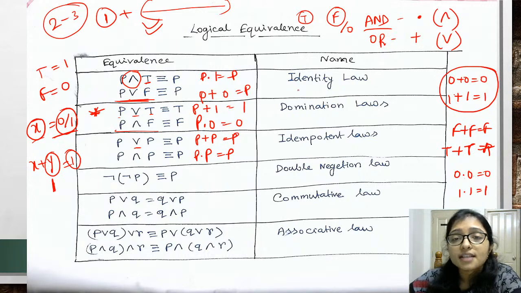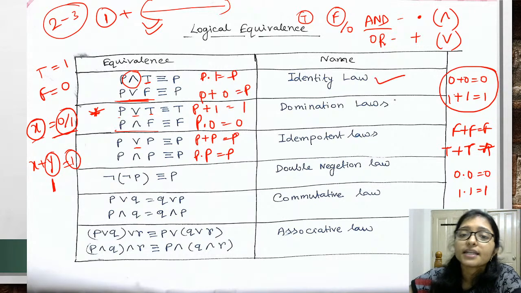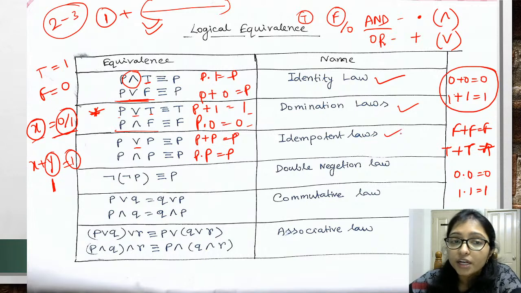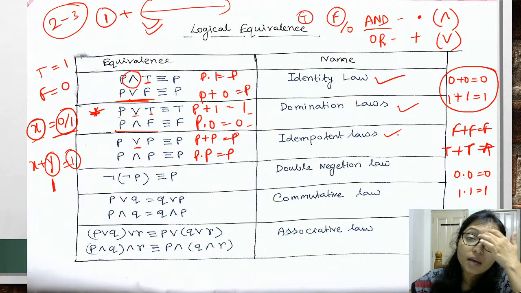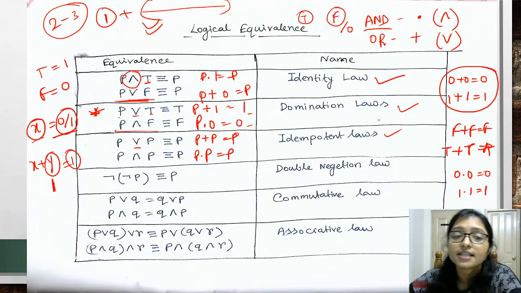So these are the names of the rules. This is the identity law. This is the domination law. Domination means here 1 is dominating all. Here 0 is dominating all. This is the idempotent law. Idempotent means when both are the same, then the same result is coming.